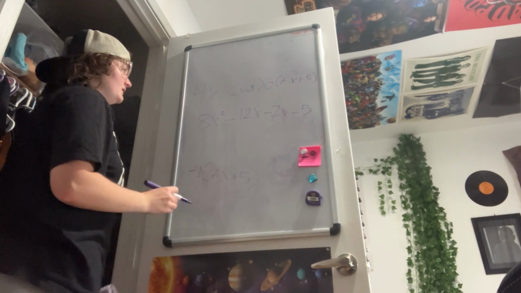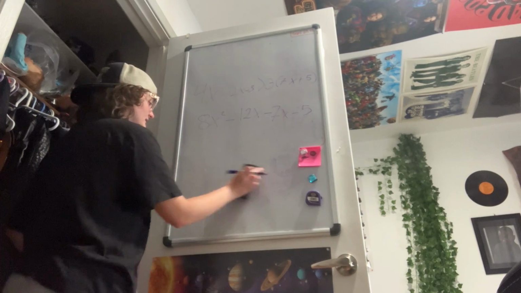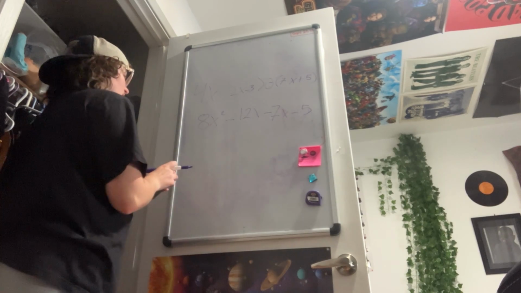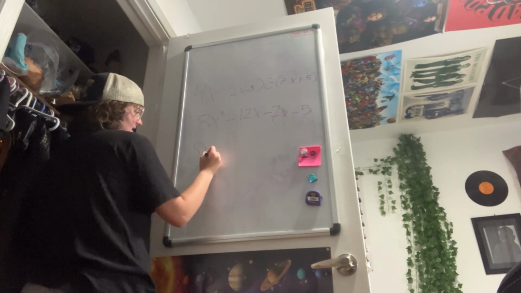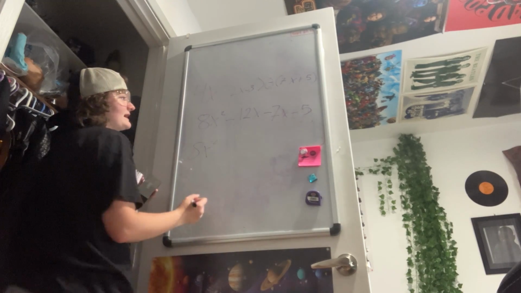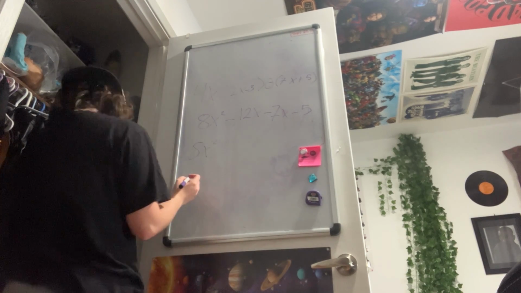So we have that. Now we're going to collect our like terms. So the terms that are the same, we have 8x squared minus 12 minus 7, which is what, minus 19?